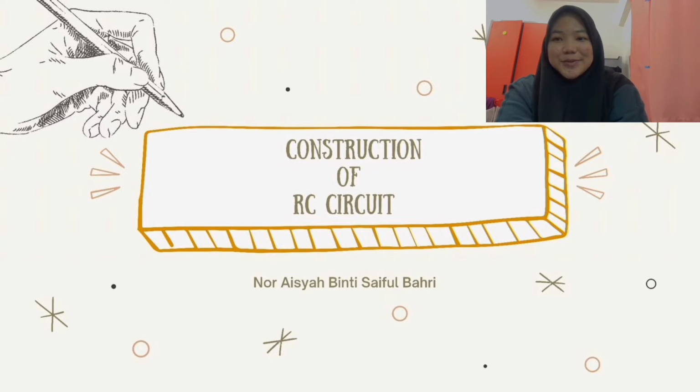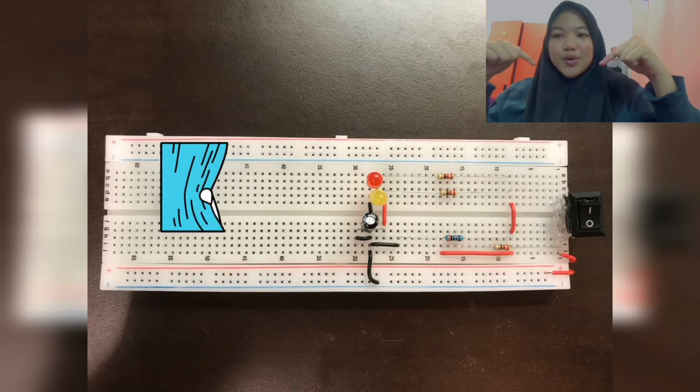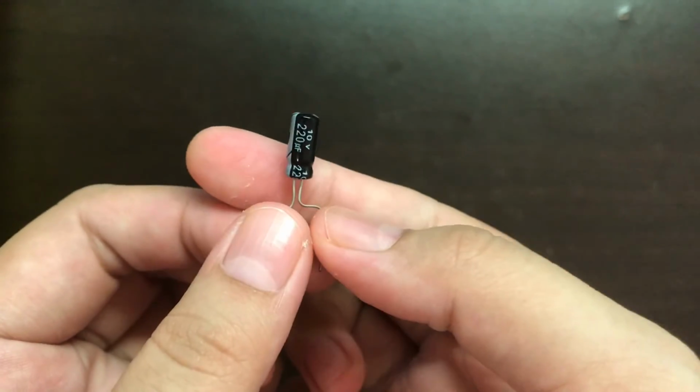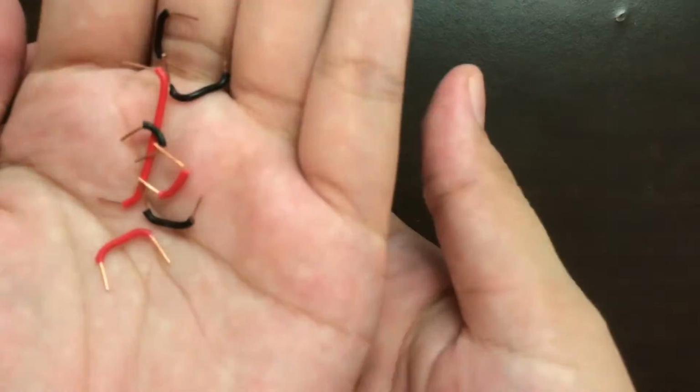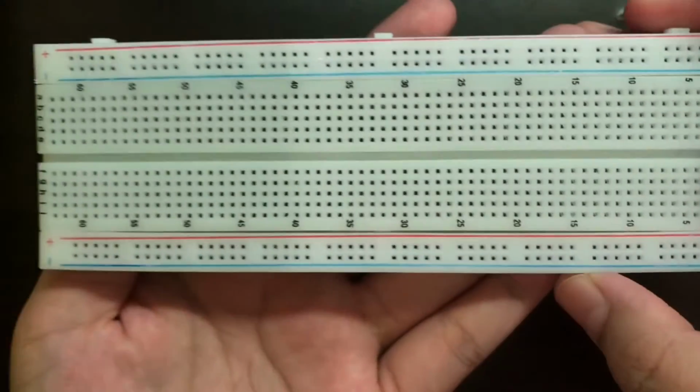Hello and Assalamualaikum. My name is Nasha binti Saiful Bahari. In this video, I will construct an RC circuit like the picture below for our group assignment. For this project, we need a capacitor, 2 LEDs, one 3 kilo ohm resistor, 3 220 ohm resistors, some jumper wires, a breadboard, and a switch.